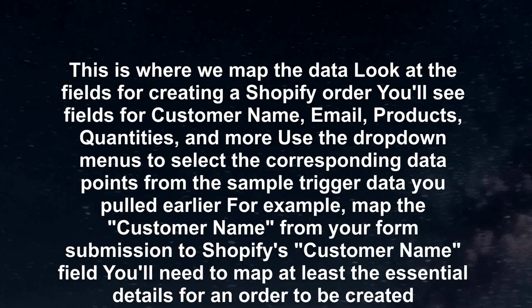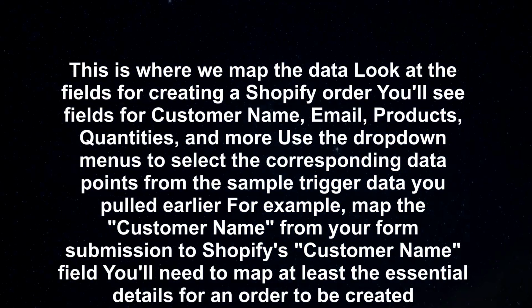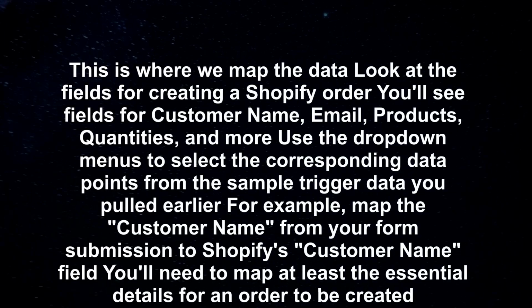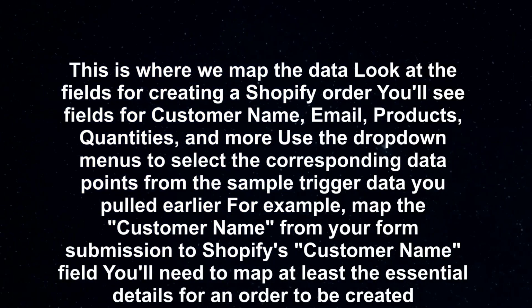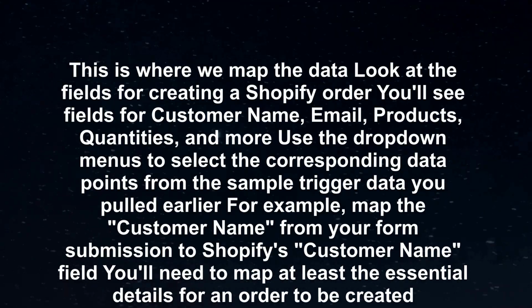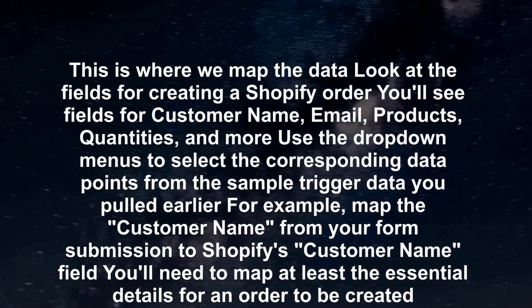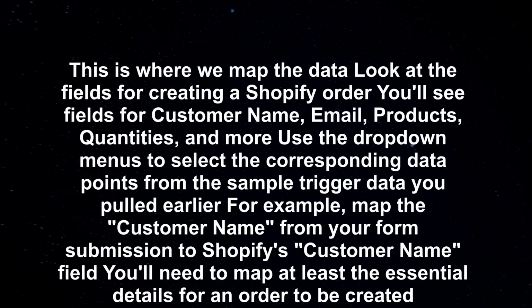Look at the fields for creating a Shopify order. You'll see fields for customer name, email, products, quantities, and more. Use the drop-down menus to select the corresponding data points from the sample trigger data you pulled earlier. For example, map the customer name from your form submission to Shopify's customer name field. You'll need to map at least the essential details for an order to be created.